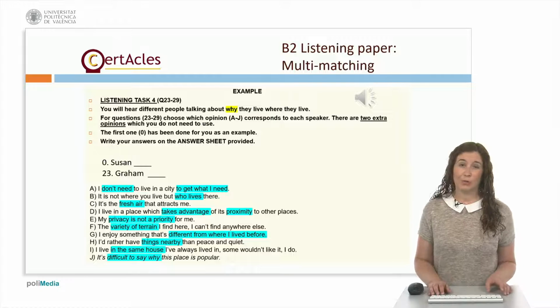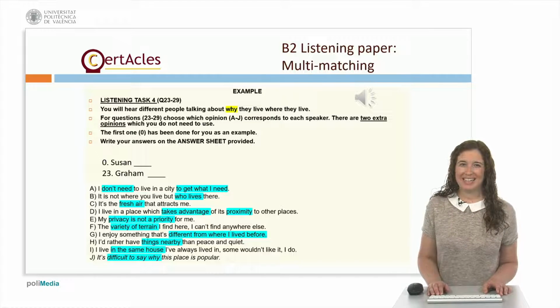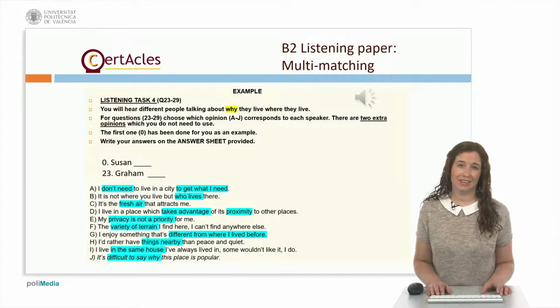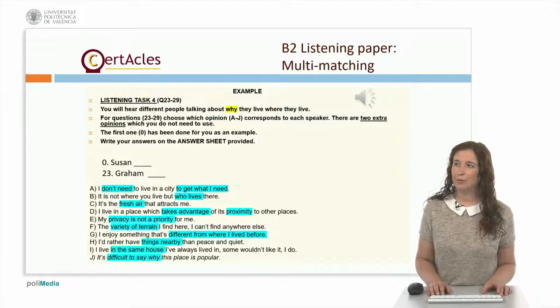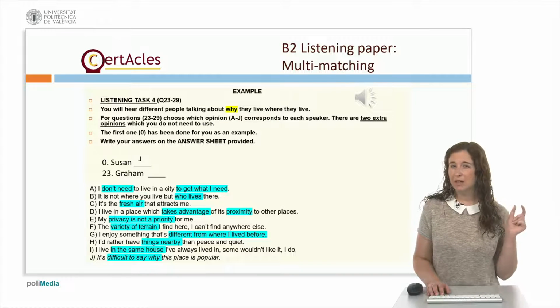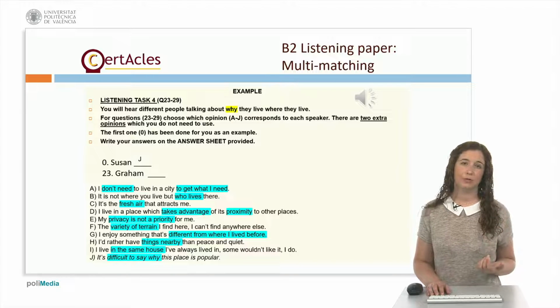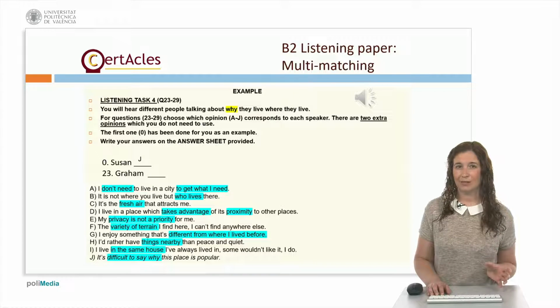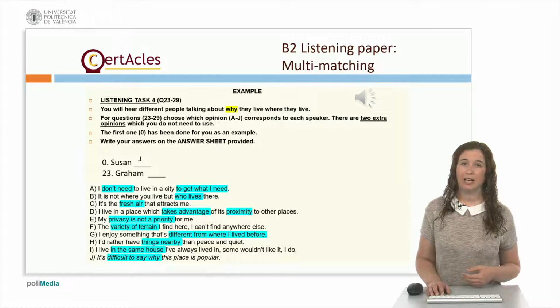Great. So what are the correct options? Could you guess in this case what the correct options were in each case? Well, the first one is very easy because this is the example, as I said before. J would be the correct answer. It's difficult to say why this place is popular, and some key expressions the speaker uses in the recording are "it's hard to say" and "I can't put my finger on it." These are going to be expressions with similar meanings, okay? They mean exactly the same as J, but the speaker is using different words.